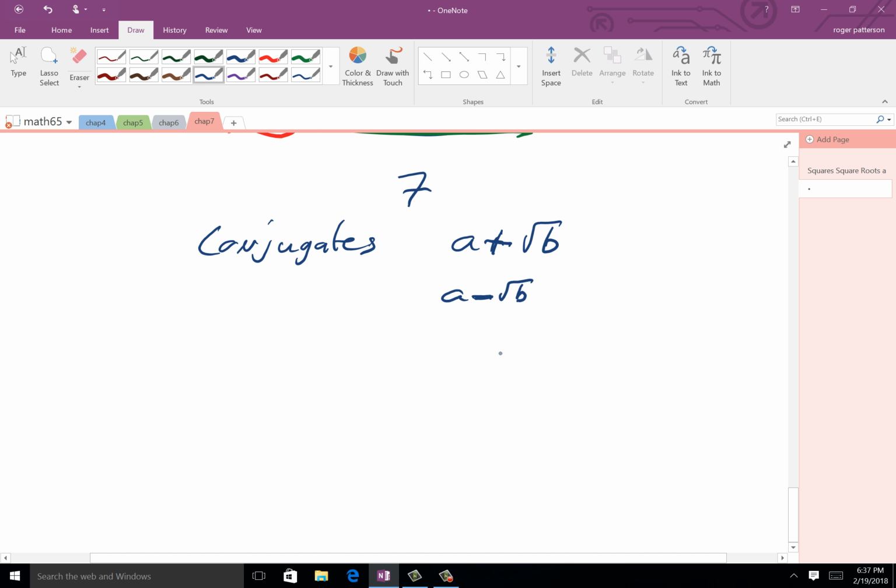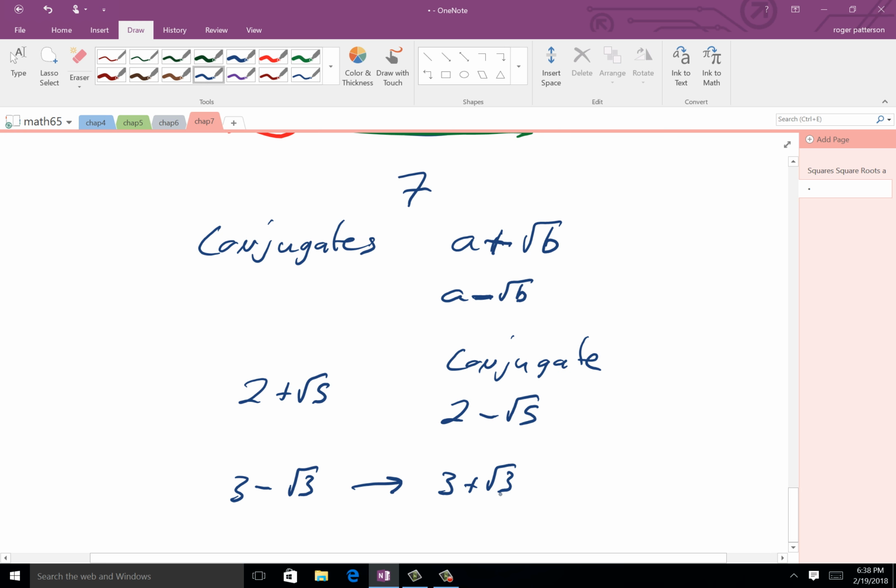so you can see how these conjugates work. Okay, so if I have 2 plus the square root of 5, then the conjugate is going to be 2 minus the square root of 5. If we have 3 minus the square root of 3, then the conjugate is going to be 3 plus the square root of 3. So we're switching this sign here and here. Okay, those are your conjugates.